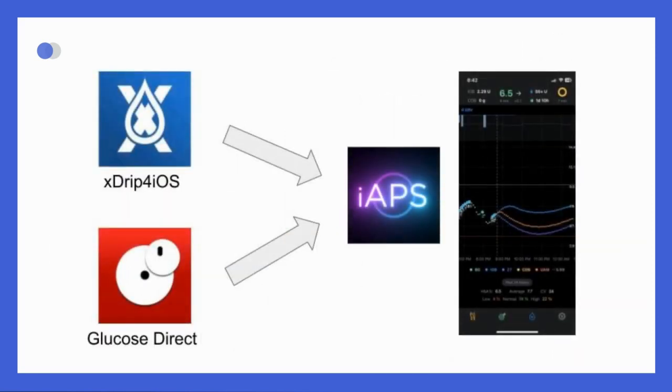iAPS also accepts additional open-source sensor apps such as Glucose Direct or Xtrip for iOS. These apps can be used to transmit sensor data to iAPS, although the native connections to CGM are more stable. Some people choose to use these open-source apps for better alarms and connection to other devices.